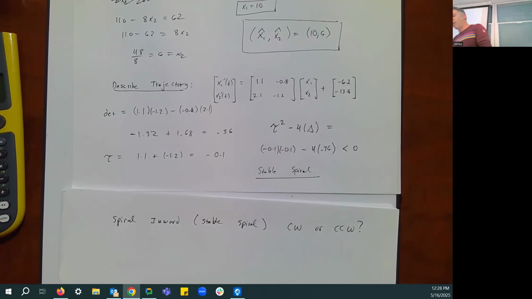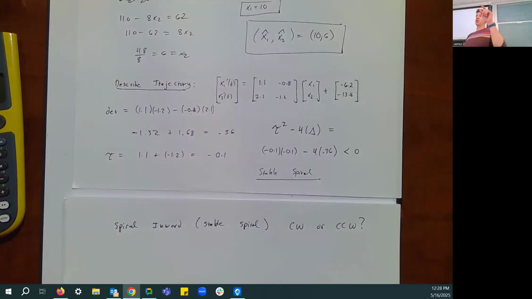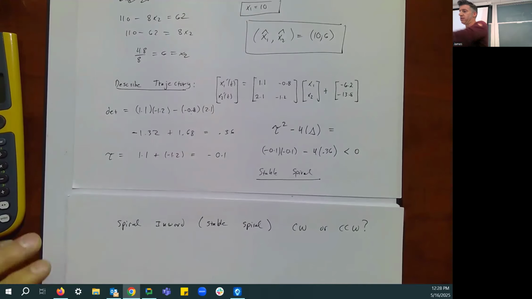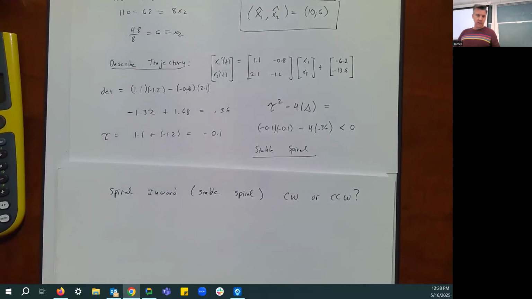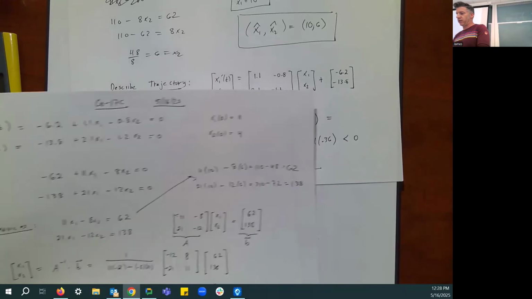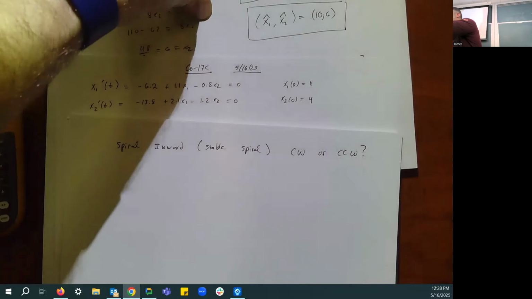Okay, but the problem is the origin is not our equilibrium here. So what we need to do is look at plugging in points around our equilibrium, which is 10 comma 6. So that's what we're going to do. So back to our equations here. I'm not going to write them down again. I'm just going to pretend like they're right there.